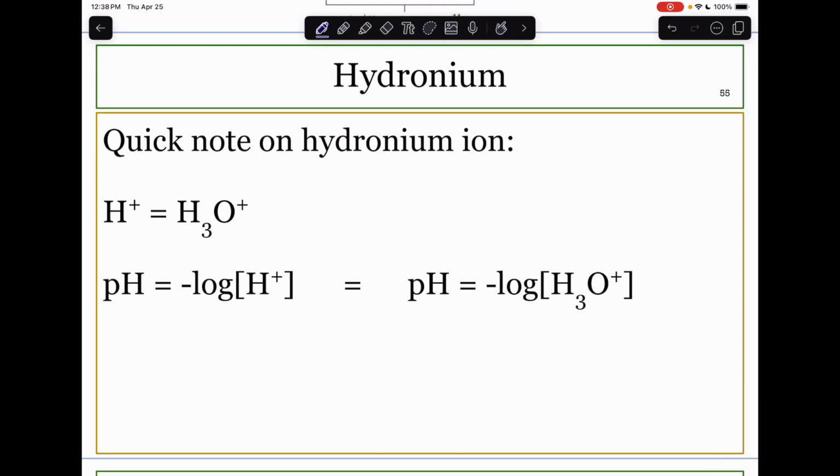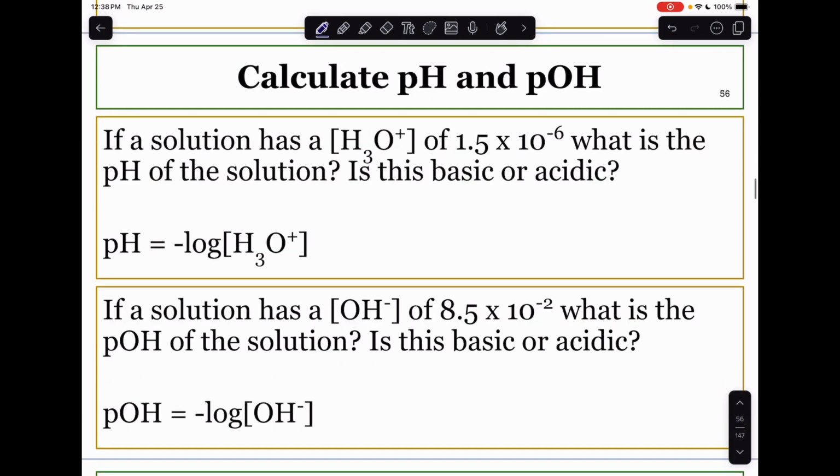Remember that hydronium ion means hydrogen ion, and it could be written as either H+ or H3O+. Therefore, the equation for pH could be written as either negative log of H+ or negative log of H3O+. Just don't get confused. Those are interchangeable. So let's do some practice problems.